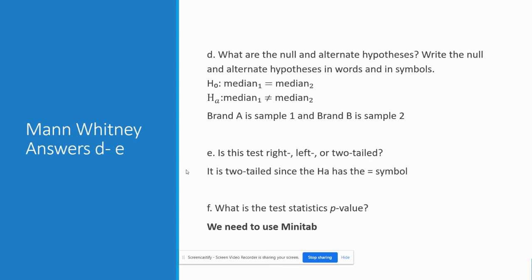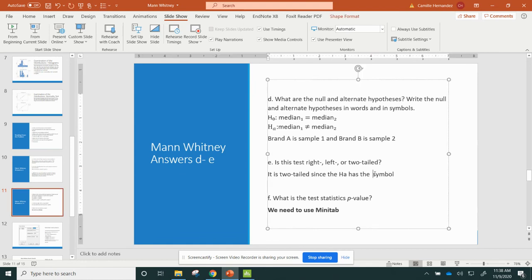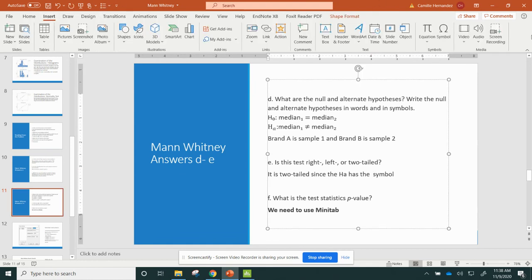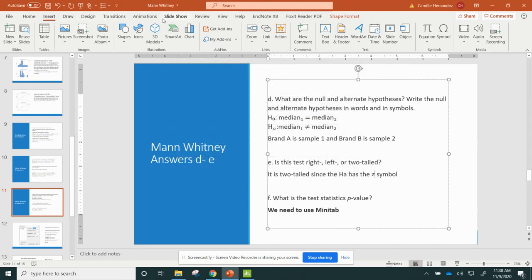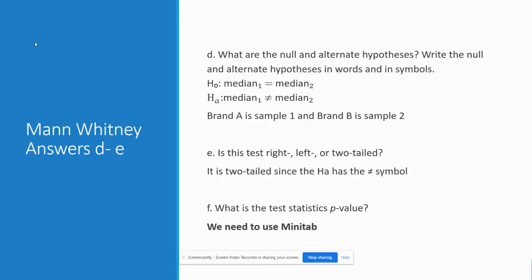And remember, make sure you know which one is which, because if you flip them, your test statistic and your p-value could be incorrect. So is this a right-tailed, left-tailed, or two-tailed test? It's a two-tailed test since the alternative has the... I put that wrong, it has the not equal sign. So let me update that. Sorry about that. I don't want anybody to get confused. I'm going to do the not equal sign. Oops, not equal. And I'm going to insert it. Okay, and close it. All right, let me go back to that one. So now you know. Remember, it's two-tailed since the alternative has the not equal sign.